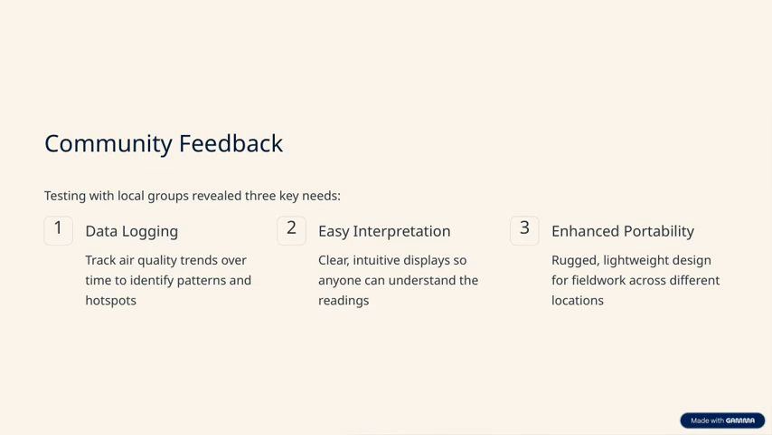Community feedback has been invaluable in shaping our project. When we tested with local groups, we uncovered 3 key needs that really stand out. First, data logging is crucial. People want to be able to track air quality trends over time, so we can identify patterns and hotspots that need attention. Second, easy interpretation is essential.